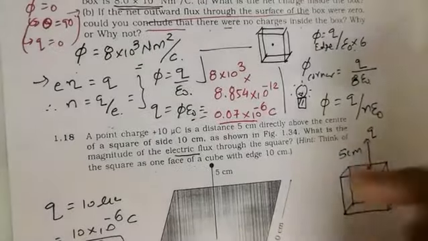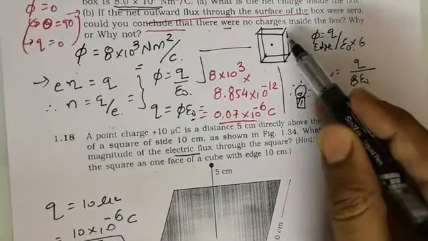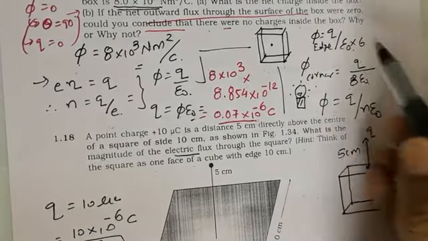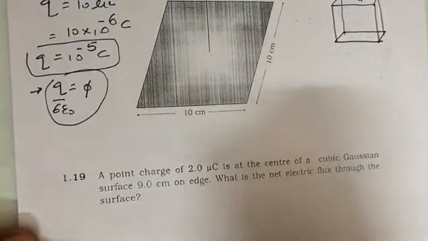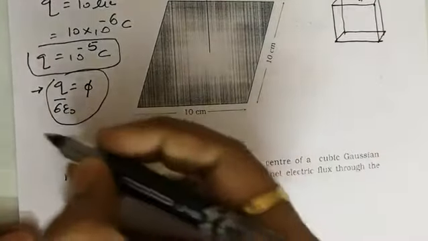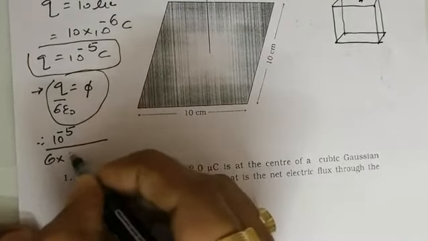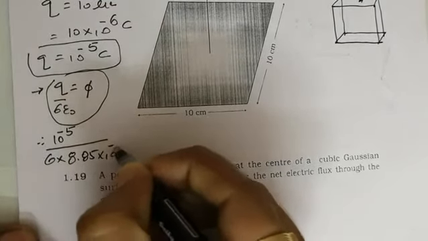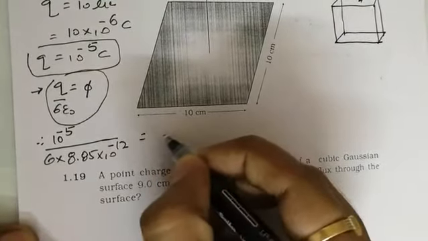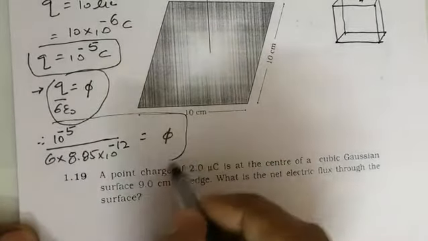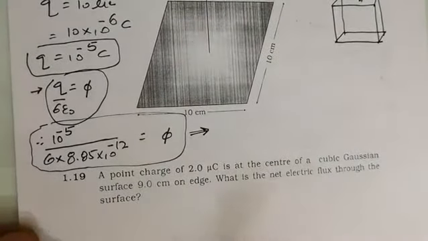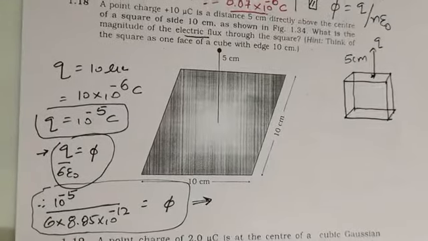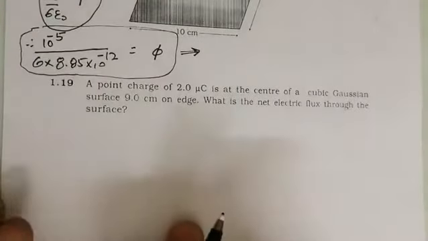As I have already discussed over here, for the corners there are 8 corners of the cube, that is why Q by 8 epsilon 0, and there are 6 sides or faces, that is why Q by 6 epsilon 0. So I have this value 10 to the power minus 5 divided by 6, 8.85, 10 to the power minus 12, and this is giving me the value of 5. So you can see that it is a very simple example, but it has such type of arrangement which is giving you some goosebumps.